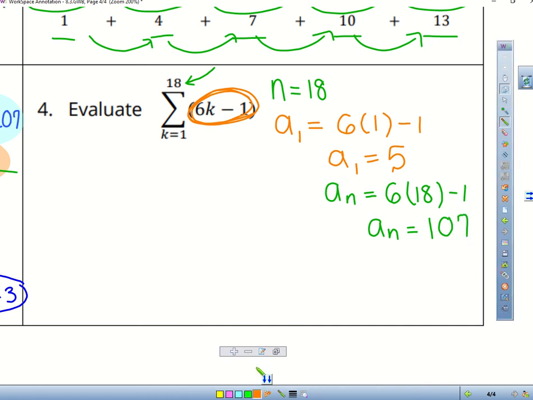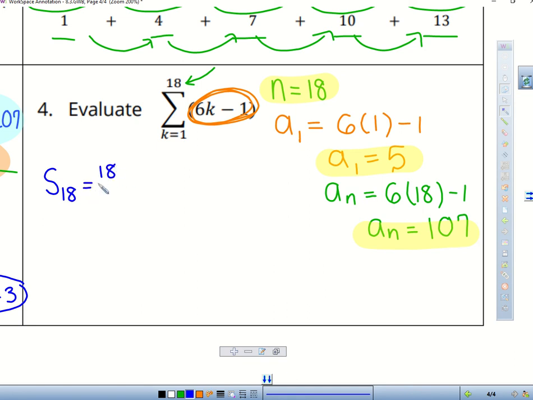So now we know n, our first term, and our last term. Can we find the sum of the terms now? Using the first formula on your formula sheet, general rule. So the sum of the 18 terms is equal to n divided by 2 times a1 plus an. So S is equal to, that's going to come out to be 1008.